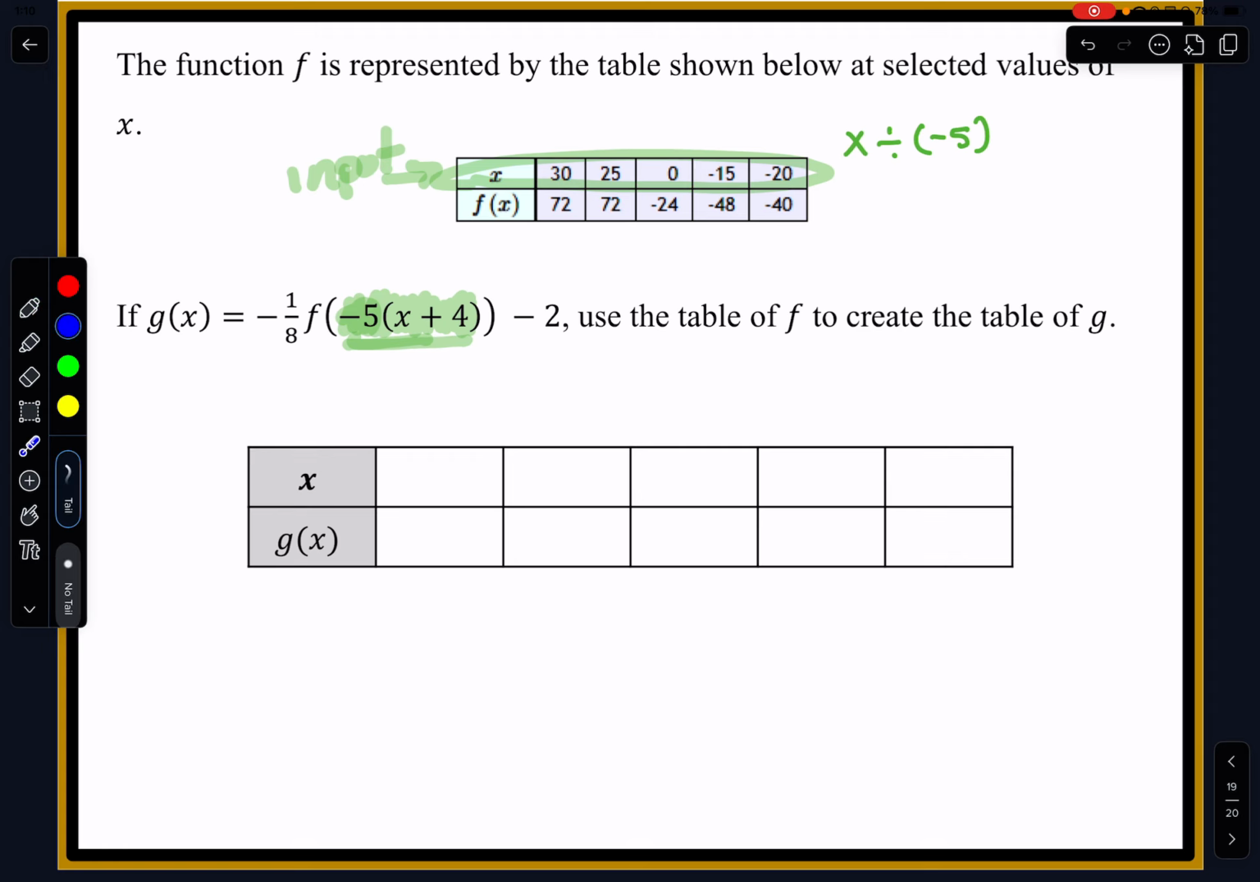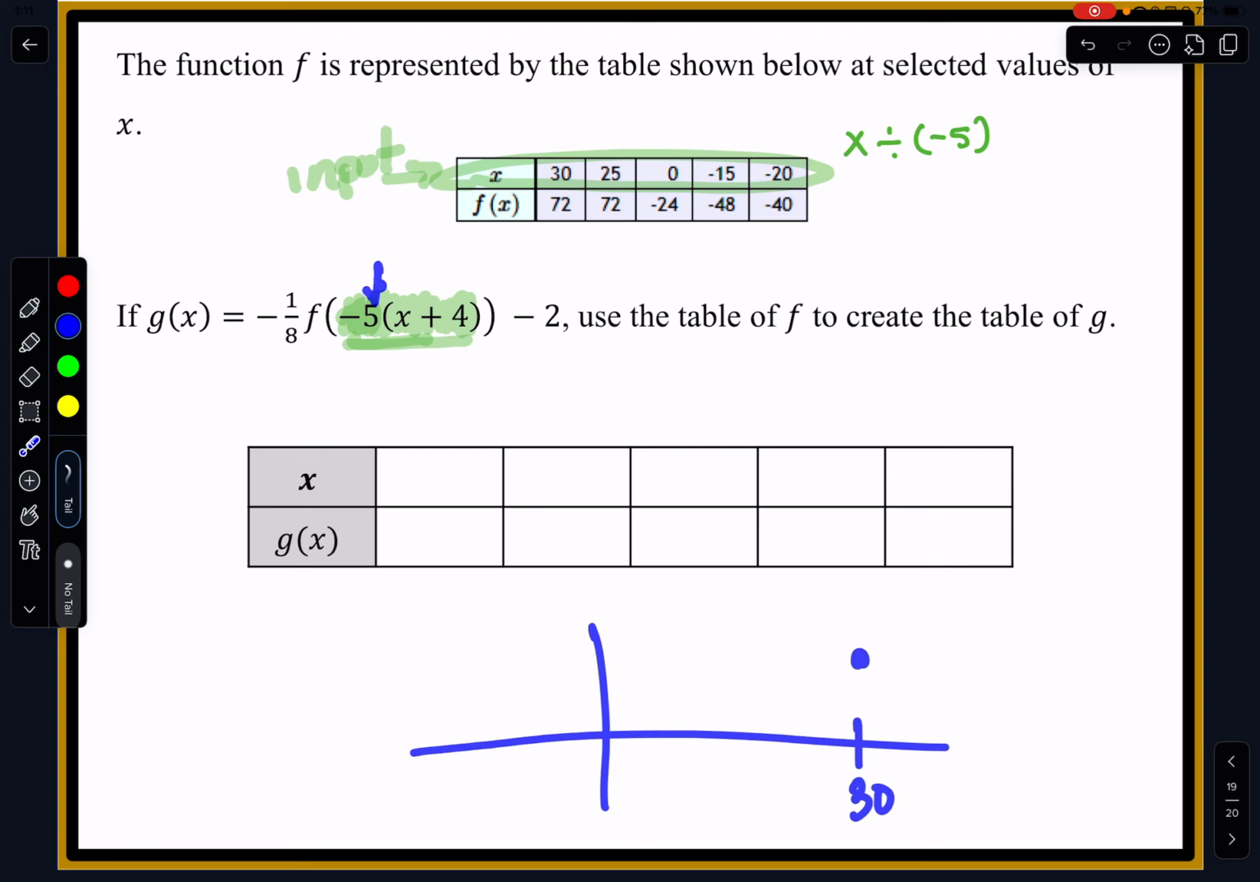The first thing, because we're dividing, and this number is bigger than 1, this is going to create a horizontal shrink of this point. So, for example, this point has an x value of 30. So it's all the way over here, okay? 30 and 72. So 30. By putting this -5, it's going to result, well, just a 5. Let me ignore the negative sign right now. Just a 5.